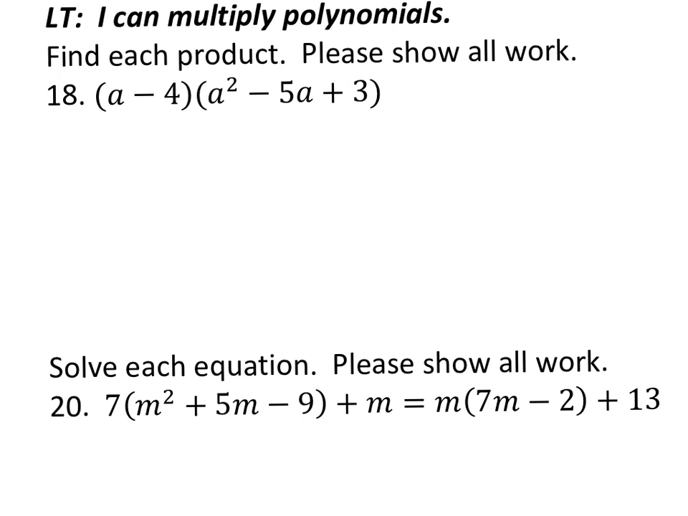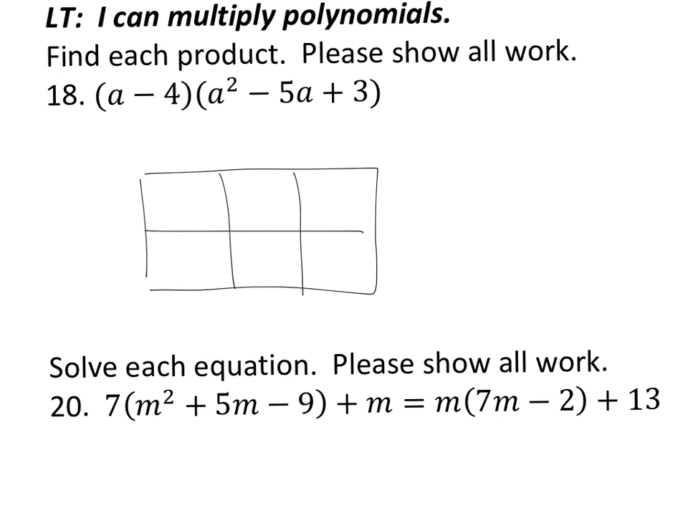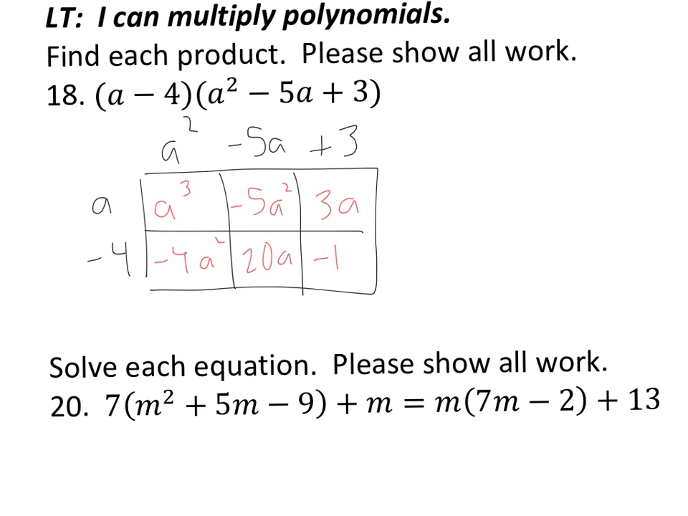For number 18, I need to multiply polynomials and find each product. So I'm going to use the box method here. You could use the horizontal method, whatever works for you that you've used before, go for it. I'm going to use the box method here, make a 2 by 3. So a minus 4, a squared minus 5a plus 3 right there. And then I'm going to multiply: a cubed, negative 5a squared, 3a, negative 4a squared, positive 20a, and negative 12.